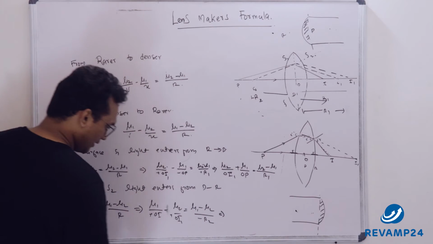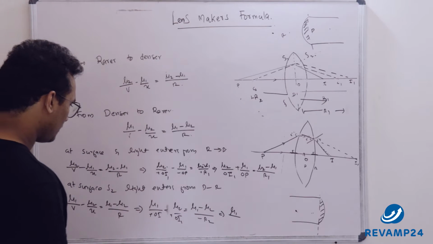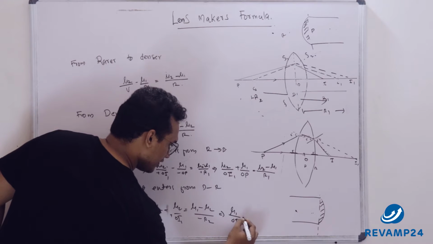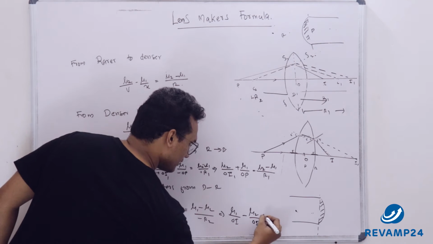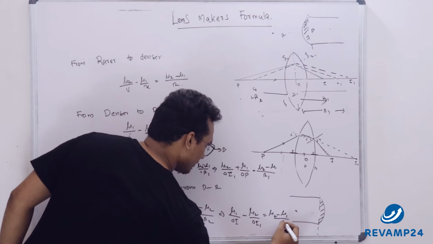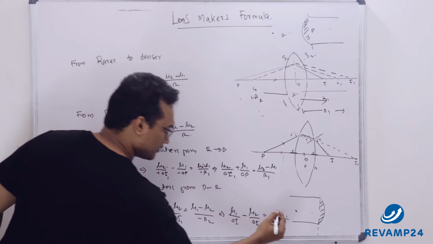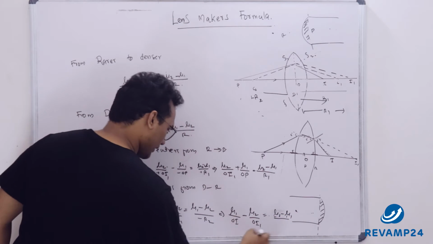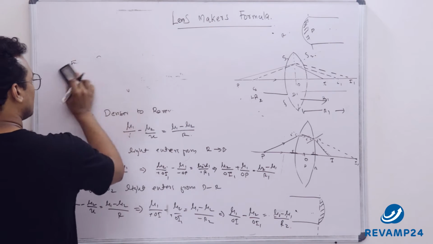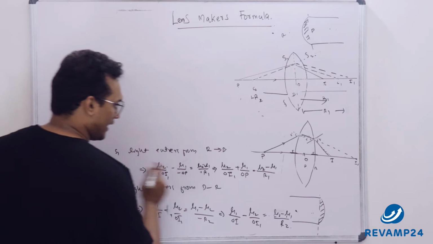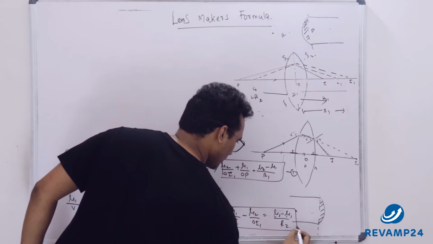So this implies that mu1 divided by OI minus mu2 divided by OI1 is equal to, multiplied by the whole thing, mu2 minus mu1 divided by R2. Now I'm rubbing this part. So I now have my final equation 1 and my final equation 2.